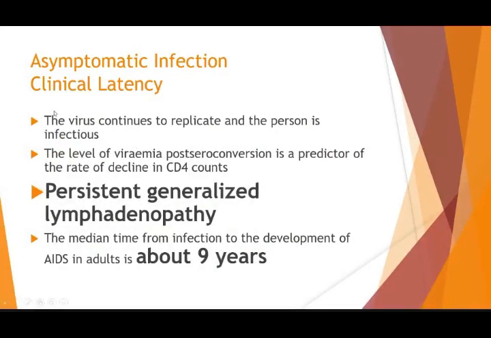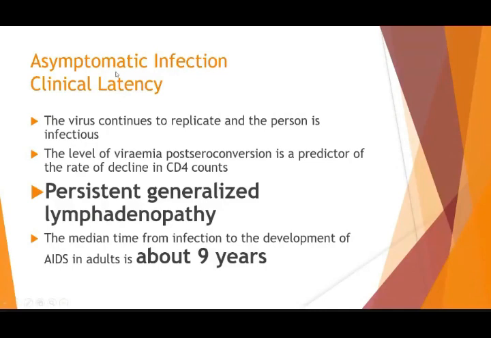What about the second stage, the clinical latency? The virus continues to replicate and the person is infectious. The level of viremia post seroconversion is a predictor of the rate of decline in CD4 count. So the higher the viral load, the more rapid the fall in the CD4 count. Post seroconversion is when the body mounts the antibody response to the various antigens in the virus. So when we measure the level of the virus, the viremia, this is a predictor of the rate of decline.